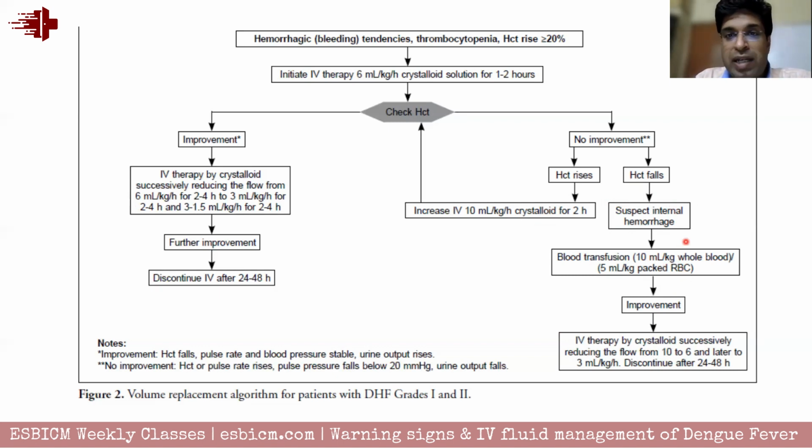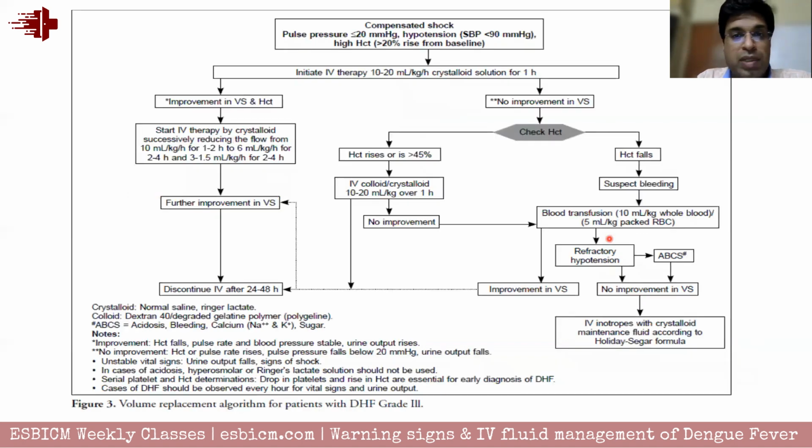Now I'll move to the next slide. So this is complicated dengue management. Now again we'll go to severe dengue. So severe dengue is a patient with compensated shock or decompensated profound shock. Compensated shock is a pulse pressure of less than 20, a systolic blood pressure of less than 90, or more than 20% rise in hematocrit.